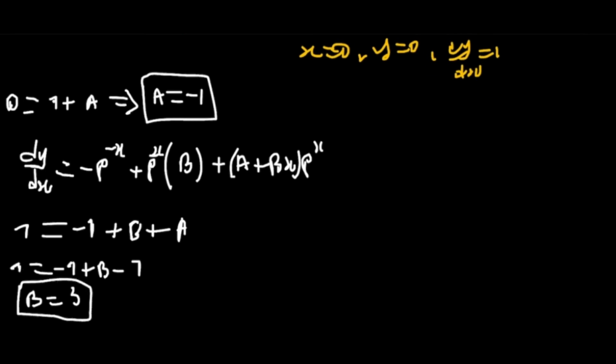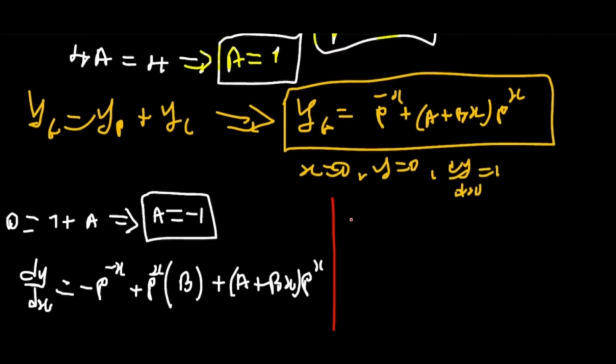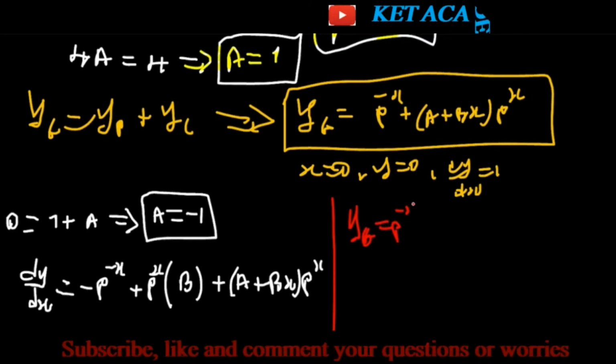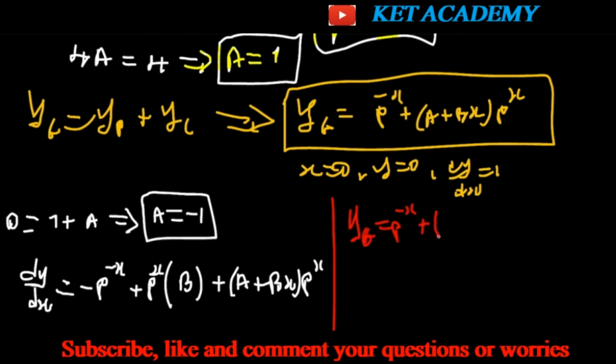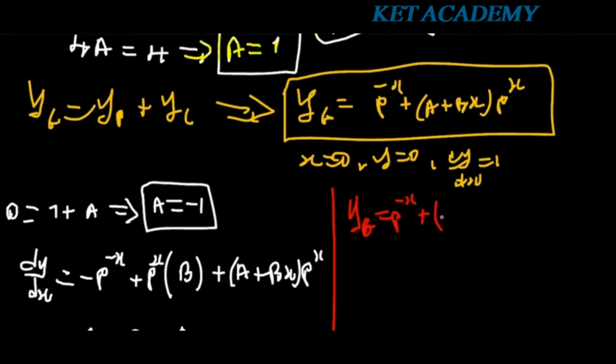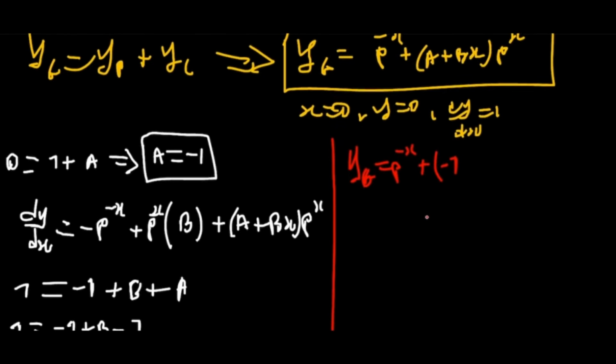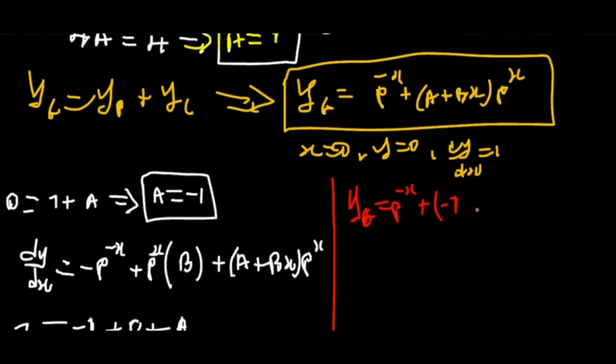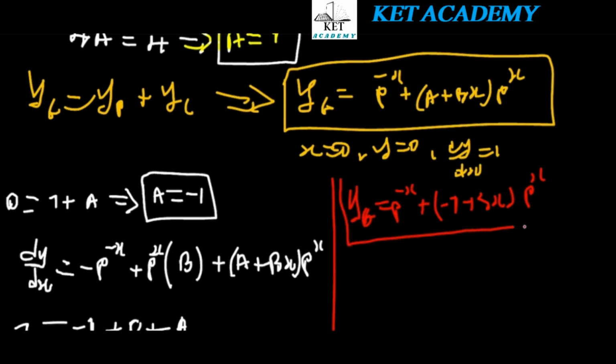So we have our a and our b. We're simply going to go back to the general solution and substitute our values of a and b. So that will be the exact solution. So y general now will be equal to e to the power minus x plus, now we look at our a, our a was minus 1, and our b was 3, so plus 3x, e to the power x. So that is the solution.